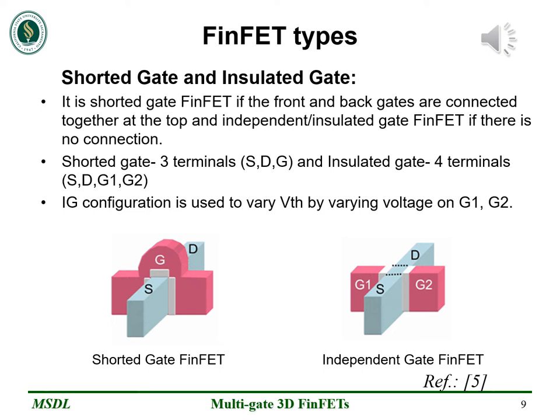One of the main purposes that we do this is to control the threshold voltage. In a shorted gate configuration, we have a single constant threshold voltage. But in the insulated or independent gate configuration, we can vary the threshold voltage by varying the potential difference on the two gate terminals.